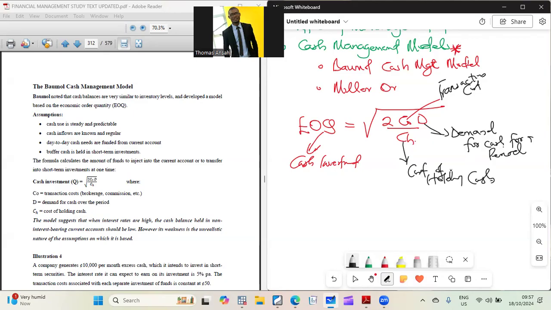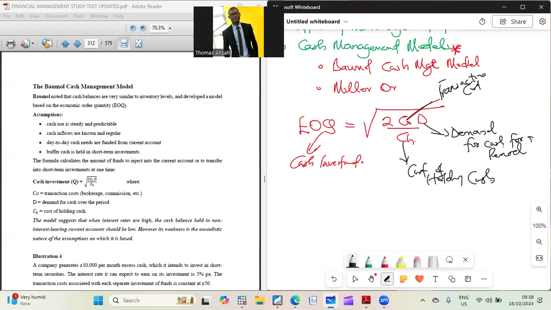For this, the model is trying to suggest that when interest rates are high, the cash balance held in a non-interest-bearing current account will be low, because your figure is not going to grow by the interest. But it also tells us that the weakness is the unrealistic nature of the assumption on which it is based. This assumption is not for real. So we get these ones: transaction cost, cost of holding cash, and all those things.